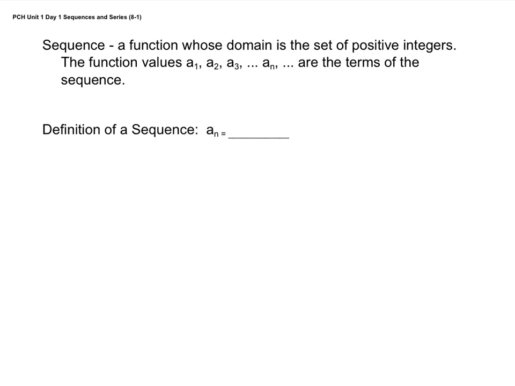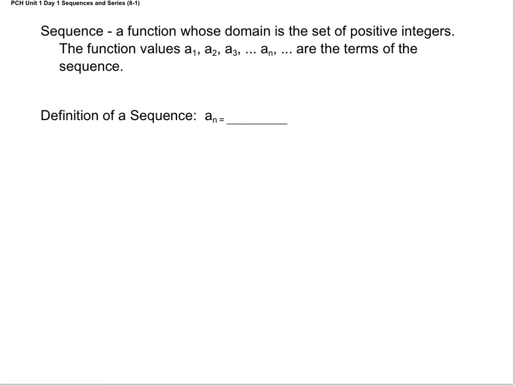You can see here a sequence is a function whose domain is the set of positive integers. The function's values are given as a sub 1, a sub 2, a sub 3, and so on to some generic one called a sub n. And again, the way I'm reading that would be a sub 1. That's just short for subscript.